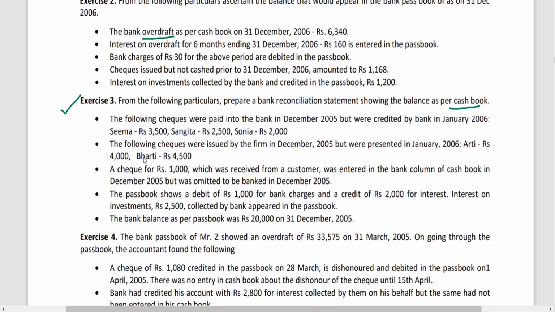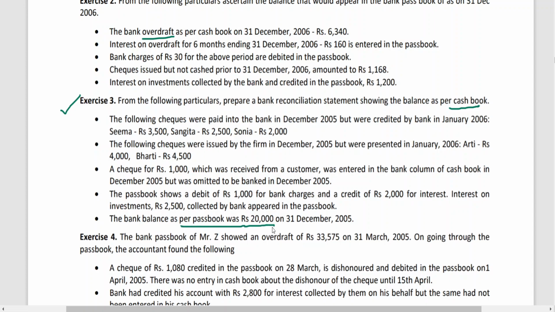Today, in the third problem, we are asked: from the following, prepare a BRS showing the balance as per cash book. So to find the cash book balance, we need a source of information, the passbook. The source of information may be given at the top or at the end. Bank balance as per passbook, nothing is mentioned, so this is a favorable balance. With that, we need to find out the cash book balance.